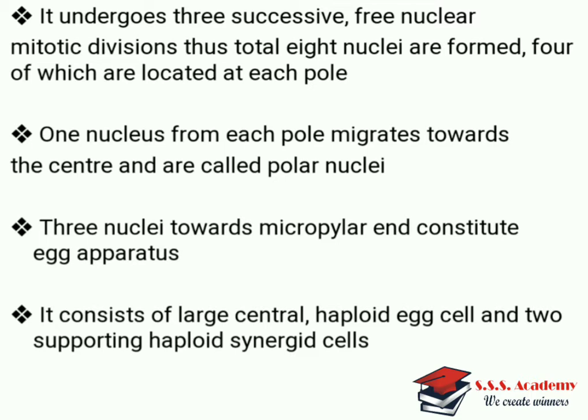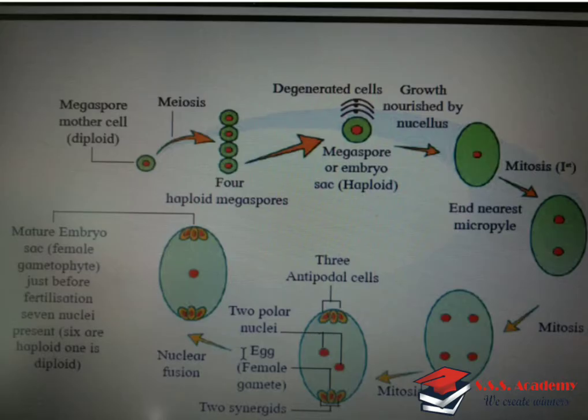Thus a total of 8 nuclei are formed, 4 of which are located at each pole. If you observe the structure after the third mitotic division, upside there are 3 antipodal cells, and downside there are synergids. There are a total of 8 red points indicating the 8 nuclei.